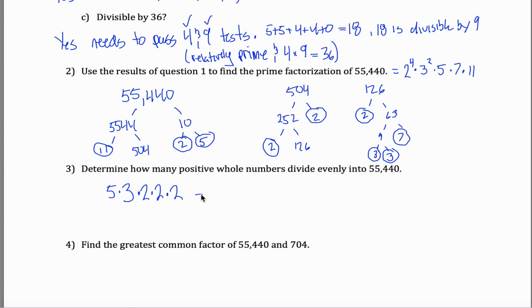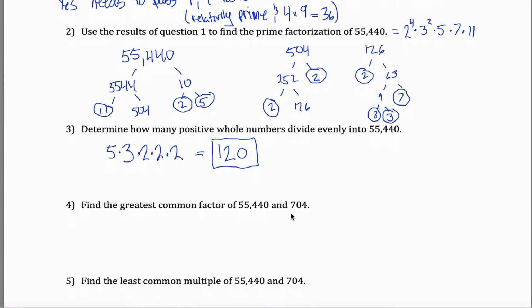And if I multiply these guys all together, that gives me 10, and this gives me 12. So I'd end up with the number 120. So what that means is there are 120 positive whole number factors of this huge number, 55,440. Find the greatest common factor of these guys.